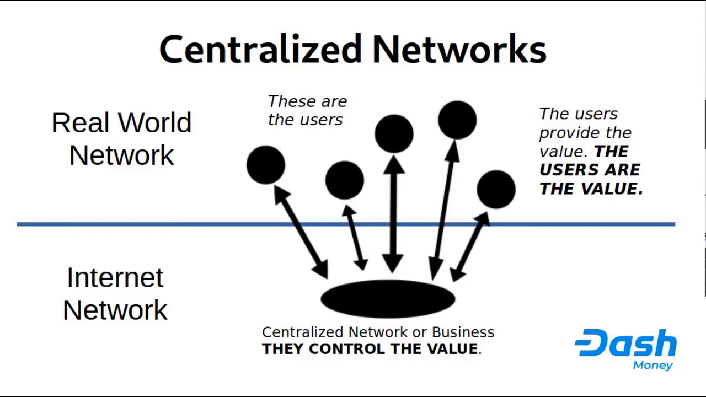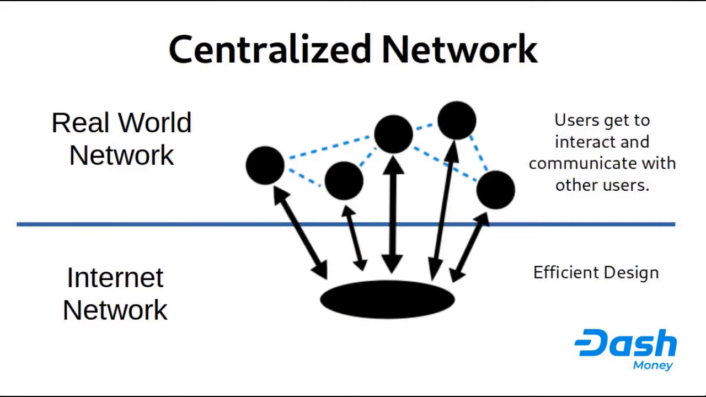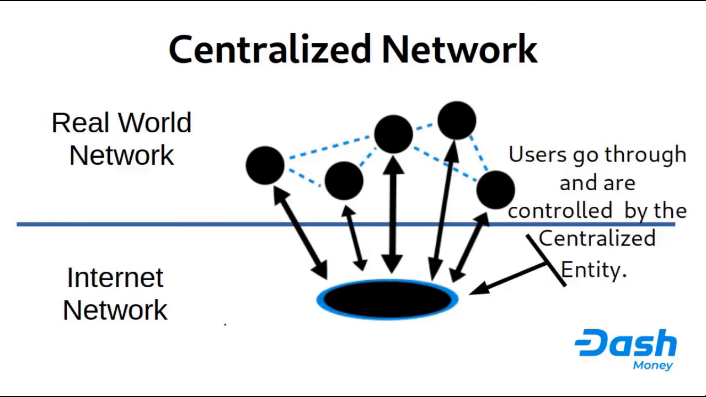Now this is not inherently bad, as we'll see in the next slide. As you can see, the users get to interact with each other, and that provides value for the users, and it is an efficient design for the centralized entity, but there is a catch. The connections that the users experience with other users are actually all through the centralized entity. So this is why when people think of networks, they usually think that there's only one network. But this is only because it's by design of the central entity.